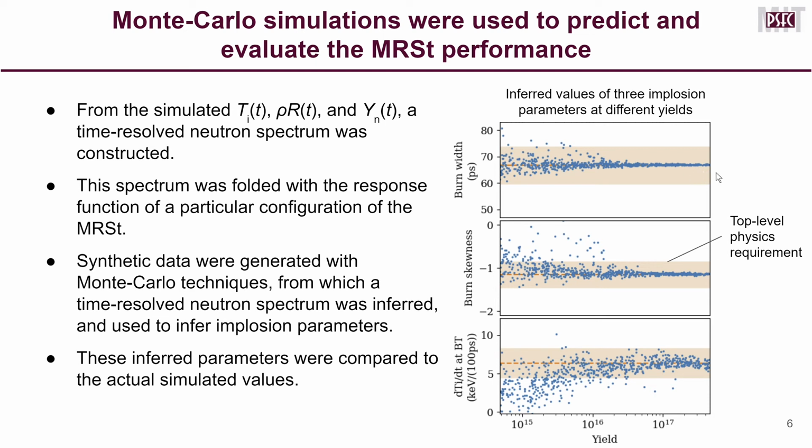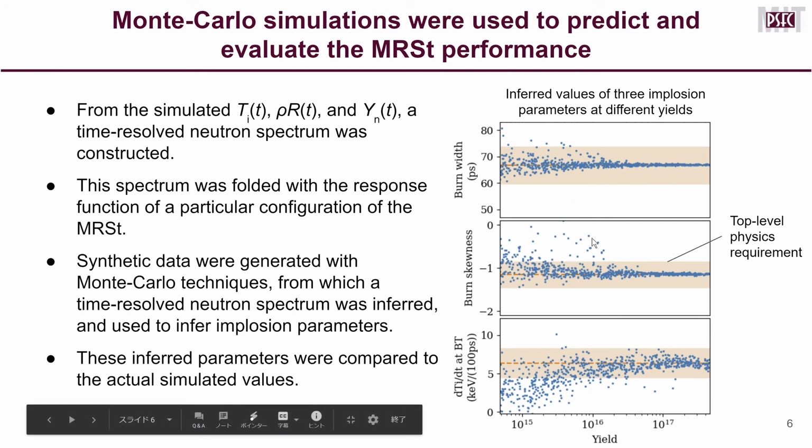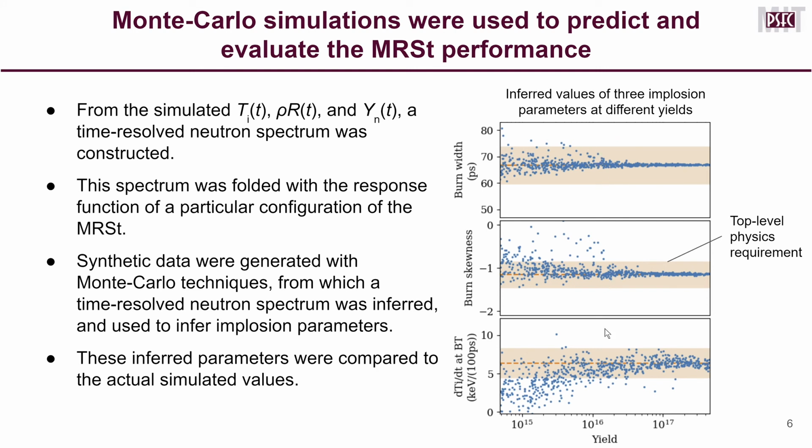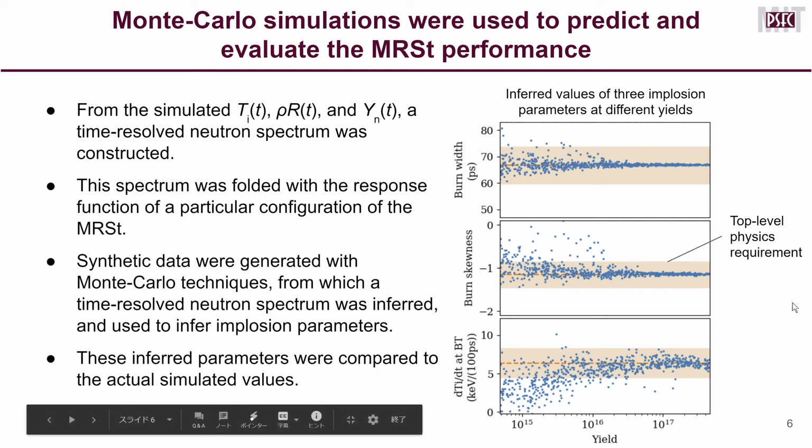So we want the blue dots to lie primarily within the orange region. And you can see that at current NIF yields, roughly in the middle of the x-axis, we do generally get that. We have the majority of the blue points inside the orange regions, which indicates that these requirements will be met at those yields.